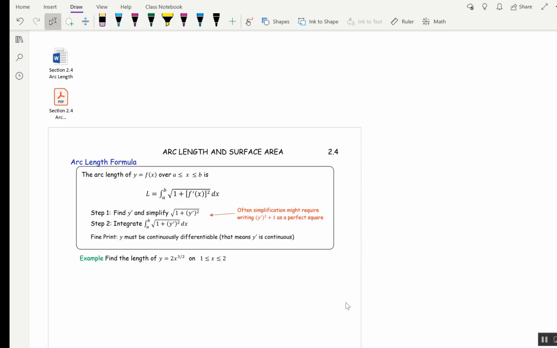Okay, section 2.4, arc length and surface area. This is going to be a short and easy section, so I'm sure you are happy to hear that. The arc length formula is in this box.